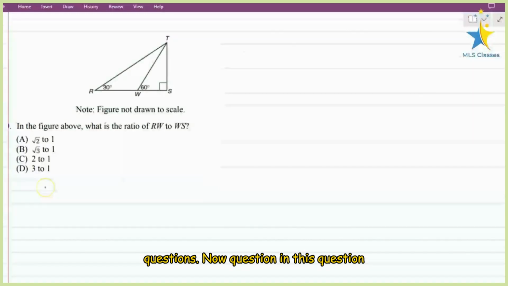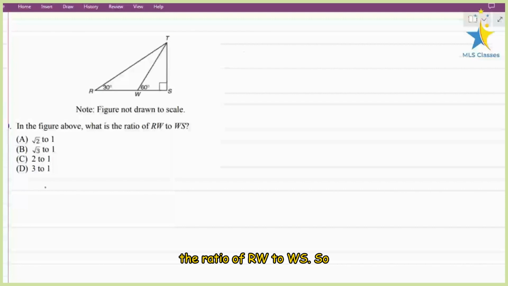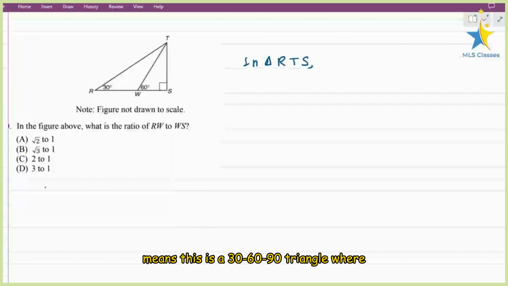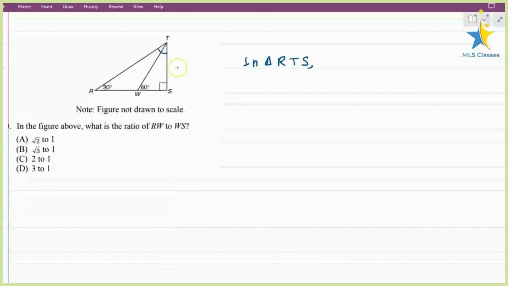Now the next question. It says, in the figure above, what is the ratio of RW to WS? Here, as you can see, this angle is given as 30 degrees and this angle is given as 60 degrees. If you remember, we had studied the special right angle triangle. In triangle RTS, R is equal to 30 degrees. That means this is a 30, 60, 90 triangle where this is 30, this one will be 60 and this is 90. So the shortest side is this one, so we can say TS is equal to x.